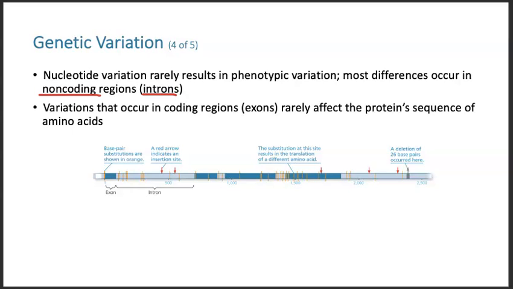Variations that occur in coding regions, remember those are called exons, rarely affect the protein sequence of amino acids, because remember that redundancy that exists in the table of codons, right? The genetic code. There's all that redundancy, but also remember that a lot of times when you substitute a new amino acid in, that can have seriously detrimental effects. So even if you have mutations, it doesn't necessarily affect the phenotype. And it really is the phenotype that's being selected on by natural selection.